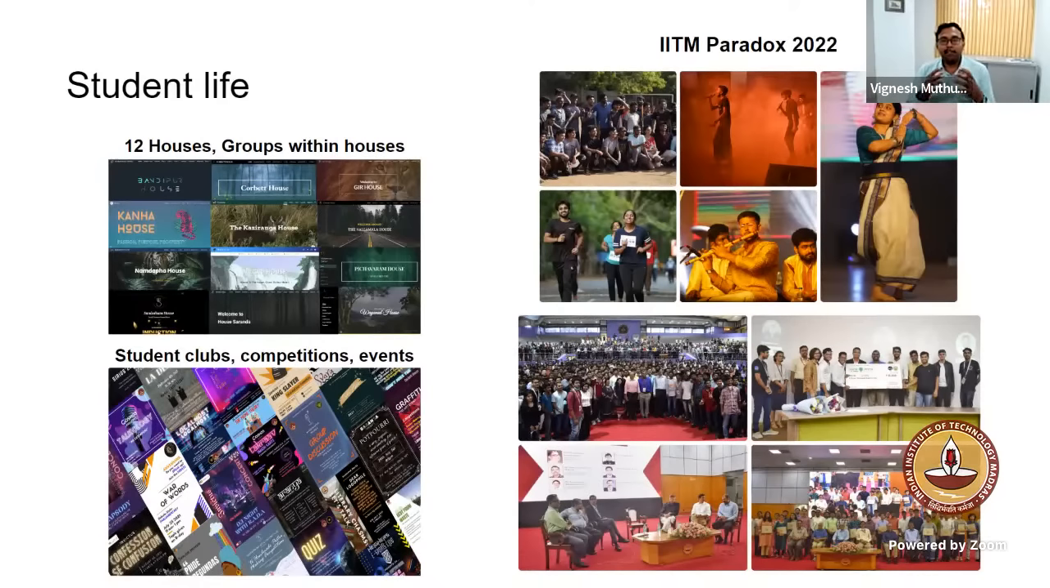We also have one major event where students come to campus and spend 3 or 4 days here along with the faculty and other students. This is an event which is called the IITM Paradox. This event was organized last year. We had more than 2,000 students participate in the event. The image that you see here was taken during the event.